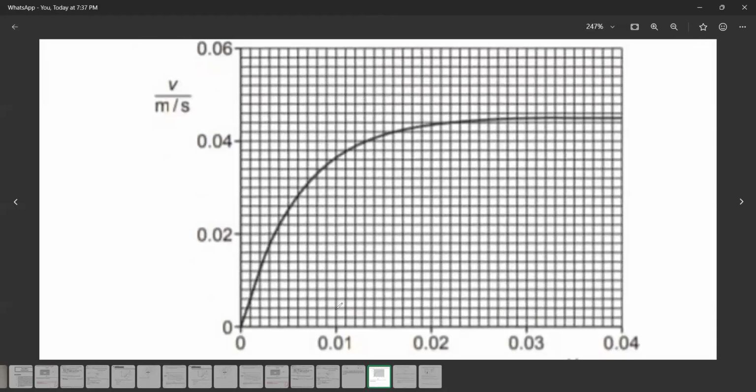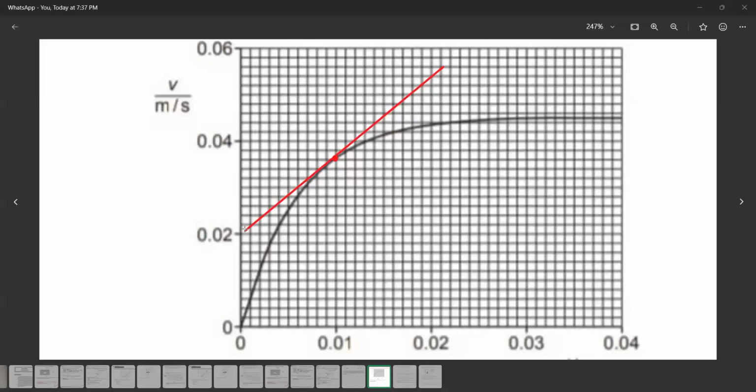This is the point where we want the acceleration. So you have to draw a tangent. A tangent is a straight line which only touches a single point on the curve. The length of the tangent is up to you, but at least draw 5 centimeters or more.